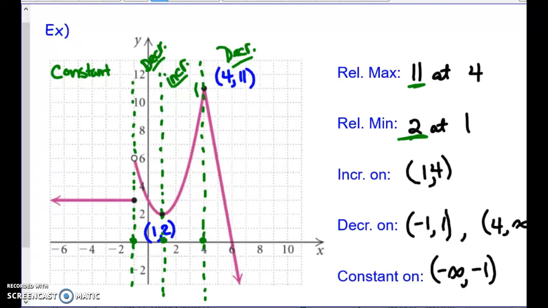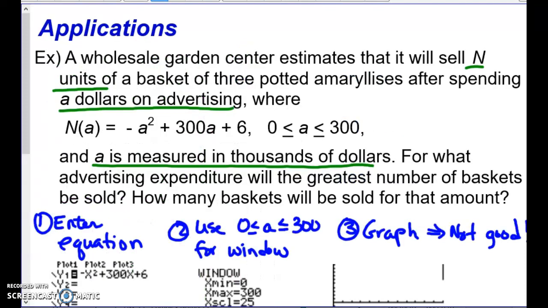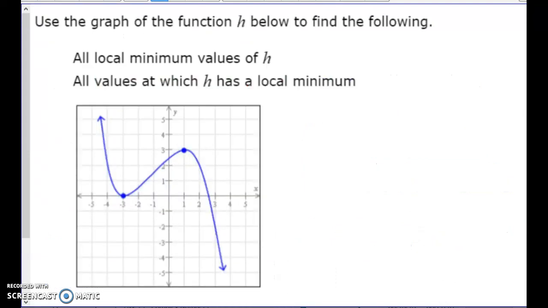All right, I've got one more for us. So this last one. Take a look at this and see if you can answer that question. Determine the local minimum values and then all values at which it has a local minimum.